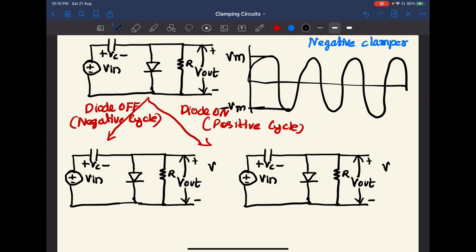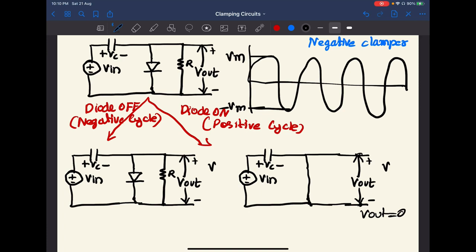So what if the diode is on? Diode on means the diode is short circuited, which means we can remove this diode and short circuit this, which effectively means the resistor is also short circuited. We can remove this. So the output voltage will be 0, since the voltage difference between this point and this point is 0, Vout is 0.